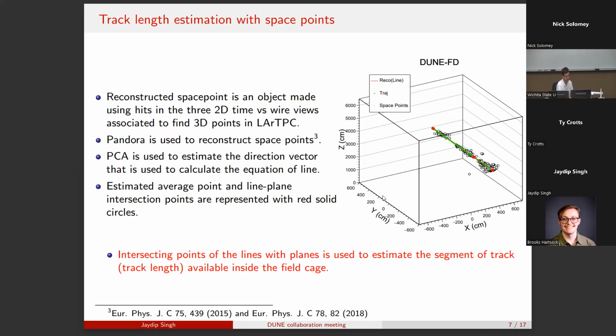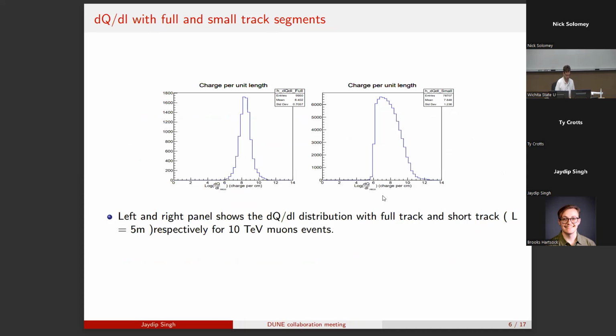I was just curious if maybe at the end or later we can discuss, if it used to get updated with this alias soft, would there be any benefit to making a special Pandora that's trained on a large sample of high energy muons that might improve the reconstruction? Okay. All right, go ahead, you can continue.